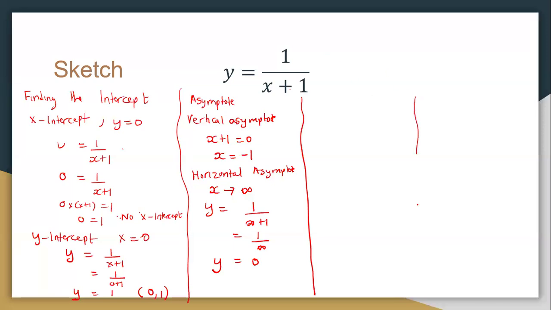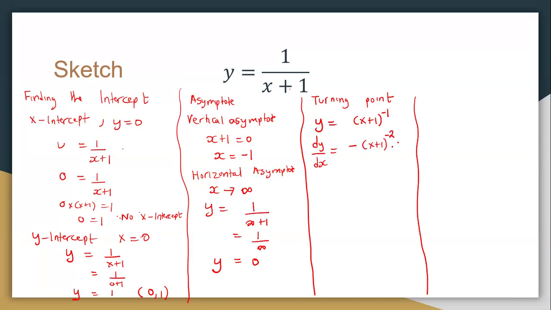The next one we are going to find is our turning points. Now to get our turning points, what does it mean? It means that we need to get our dy dx. So our function, I can write it as x plus 1 power negative 1. So I get my dy dx will equal negative of x plus 1 power negative 2, times a 1, which I can ignore. So we shall have negative 1 out of x plus 1, everything squared. This is our dy dx.